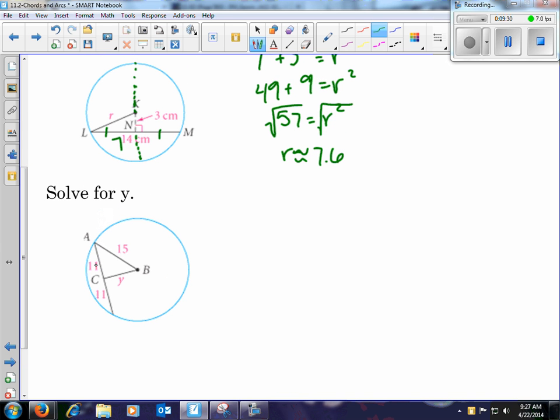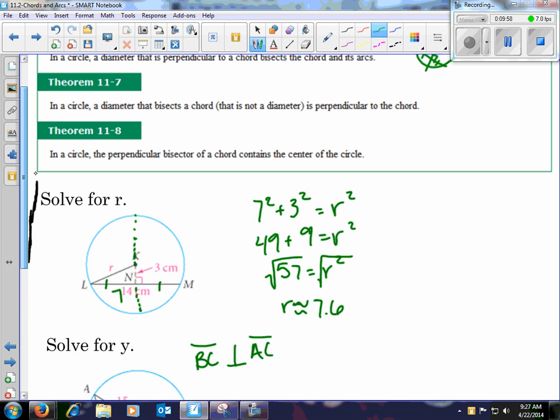So now the next one is about the same, but a little bit different. This time I know that these two pieces are the same. So if I were to extend my diameter through the center, and if this side is congruent to this side, then that means this has to be a right angle. So now I made a right triangle again. So we first figured out that BC is perpendicular to AC because of our theorem that we had up here.